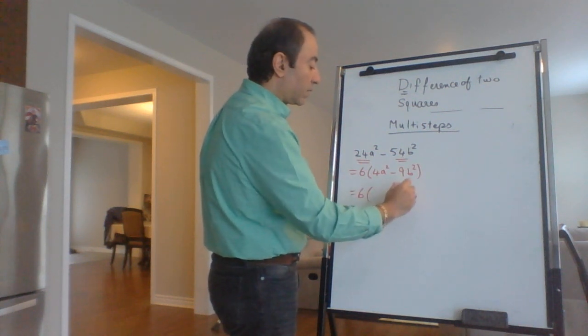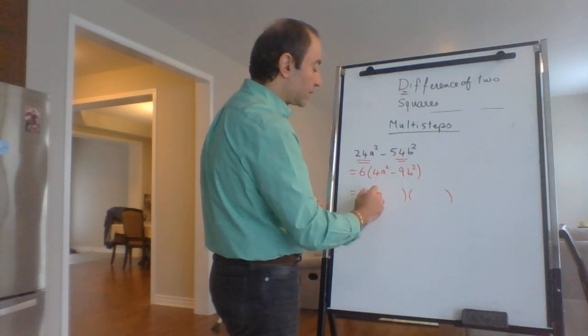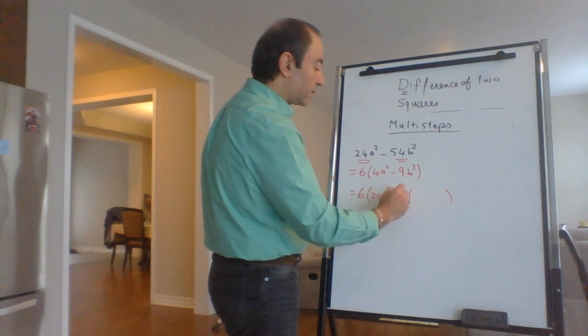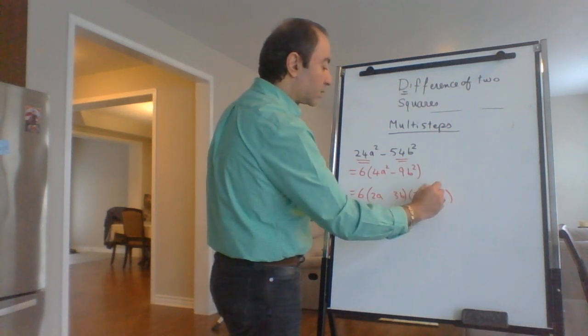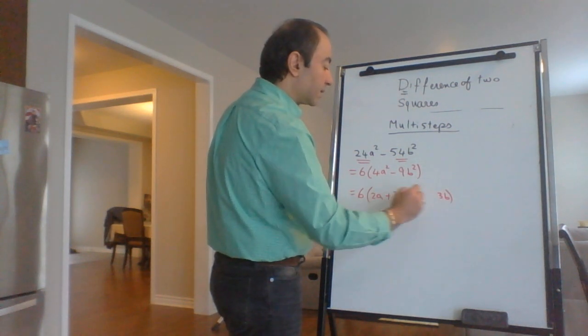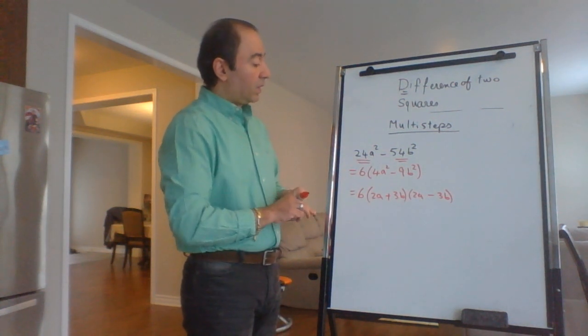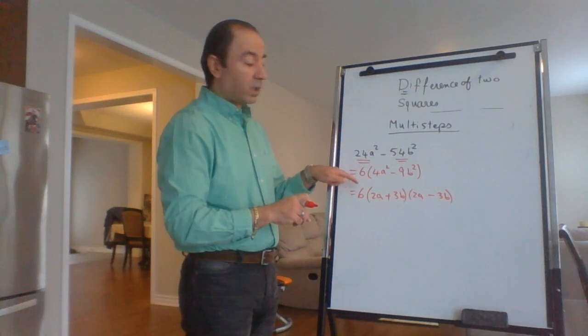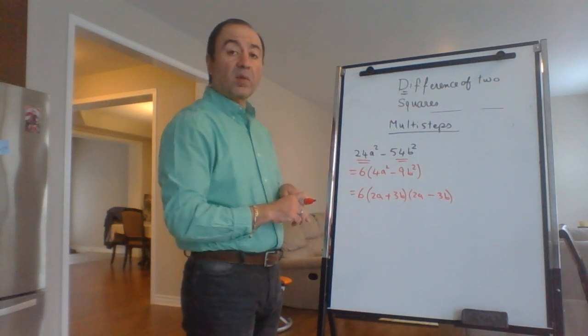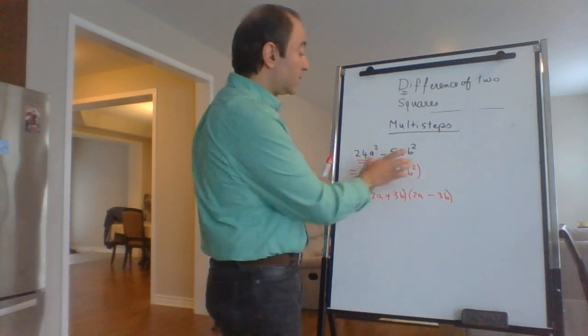So I will factor like what we did before: square root of the first, square root of the second, square root of the first, square root of the second, opposite signs. Okay, so we are doing one step more, which is factor the common factors, then factor what is left inside.